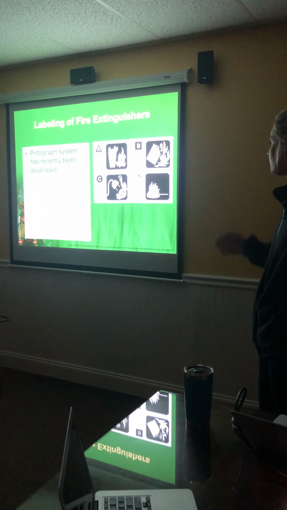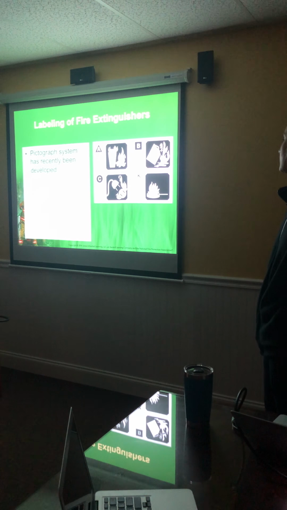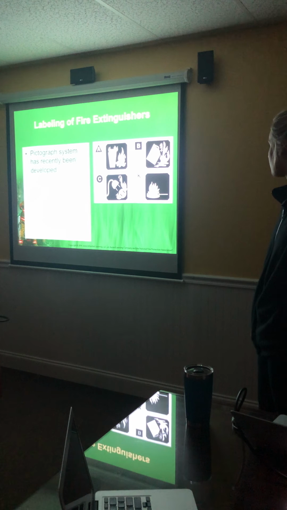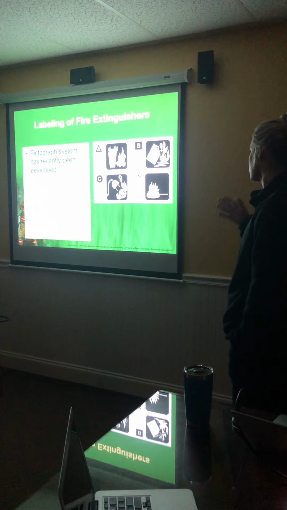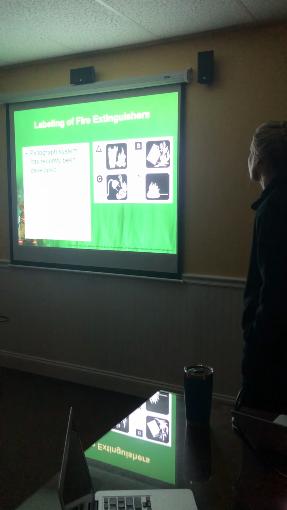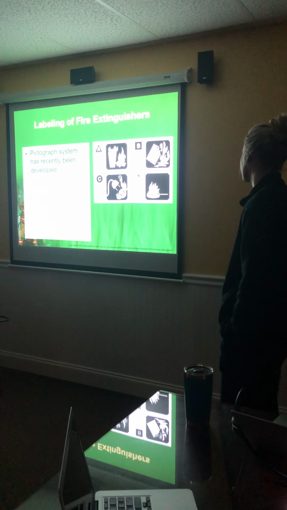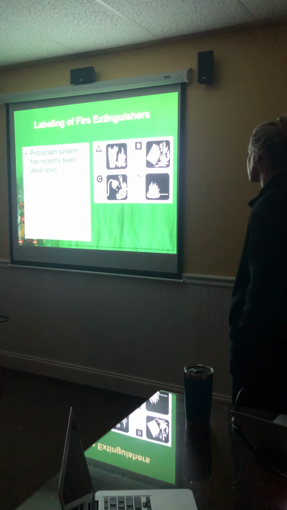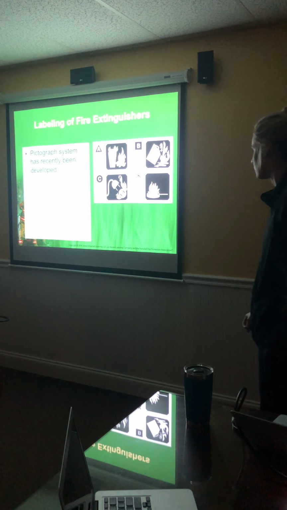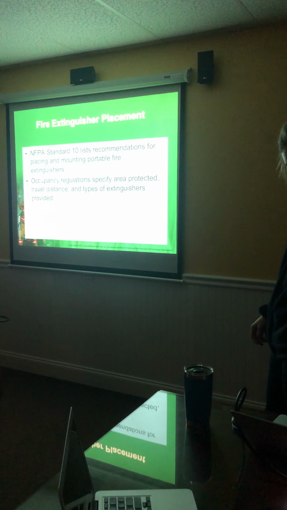So they developed a pictograph system. It's just pictures of the different types of classification. So A, you've got your wood. B, gasoline. C, you've got your electrical outlet. And K, kind of grease, oil, your kitchen fires.